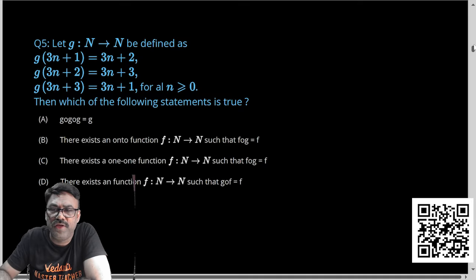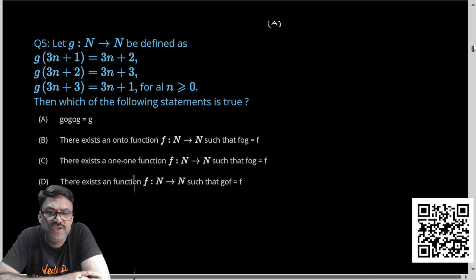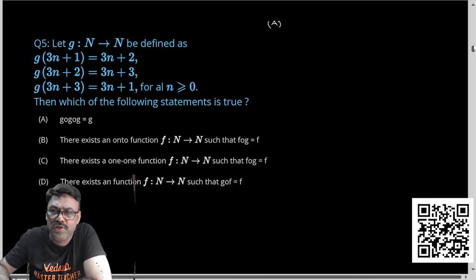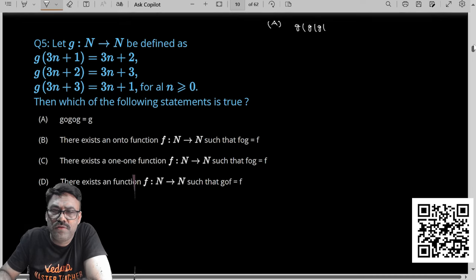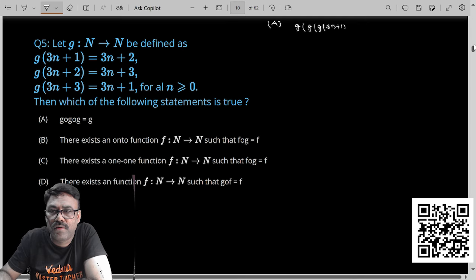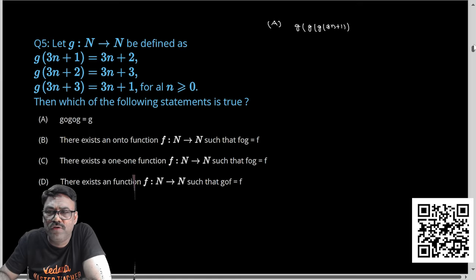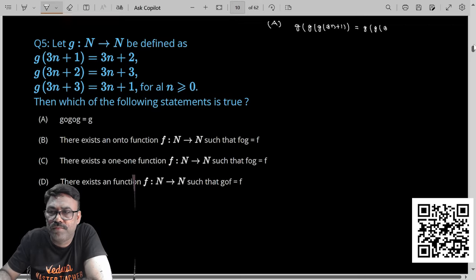So let's check option A first. Option A says g of g should be g. Let's check whether it is correct or not. So I have to check g of g of 3n plus 1. So it will become g of, and g of 3n plus 1 is what? 3n plus 2.